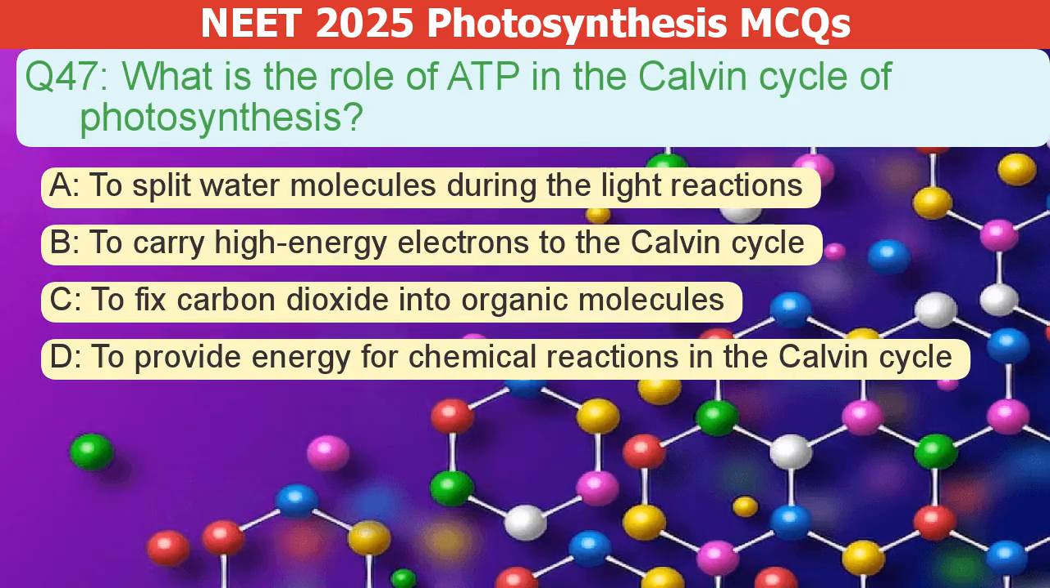What is the role of ATP in the Calvin cycle of photosynthesis? A. To split water molecules during the light reactions. B. To carry high-energy electrons to the Calvin cycle. C. To fix carbon dioxide into organic molecules. D. To provide energy for chemical reactions in the Calvin cycle.